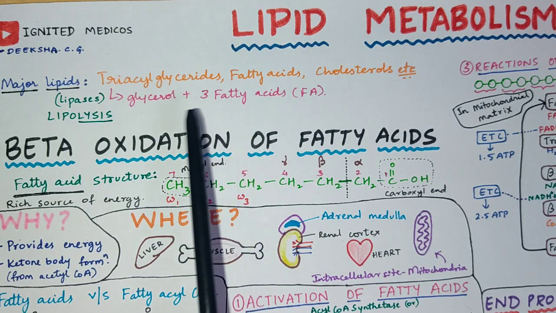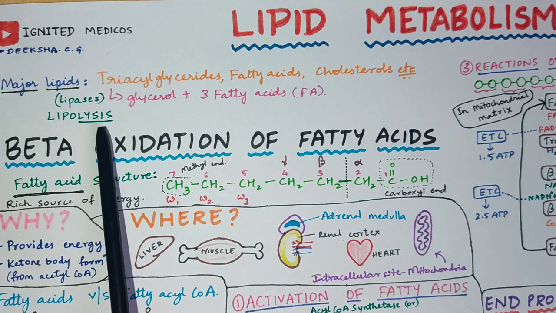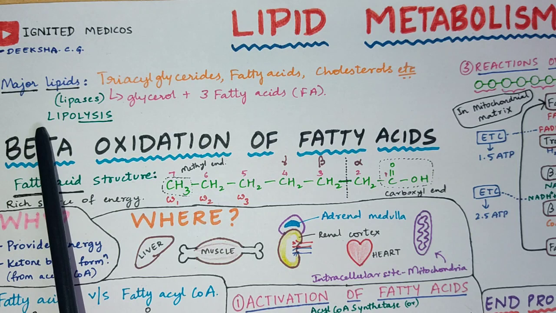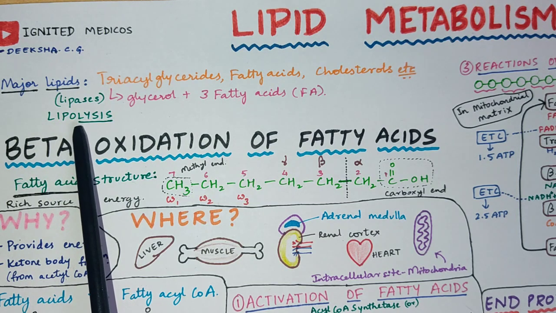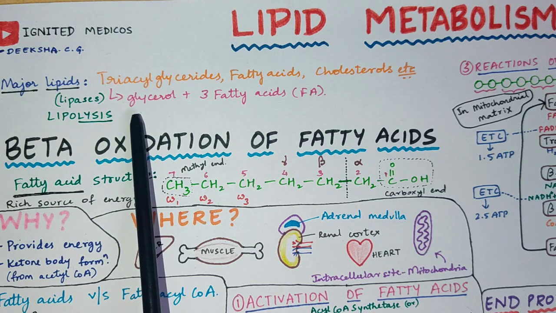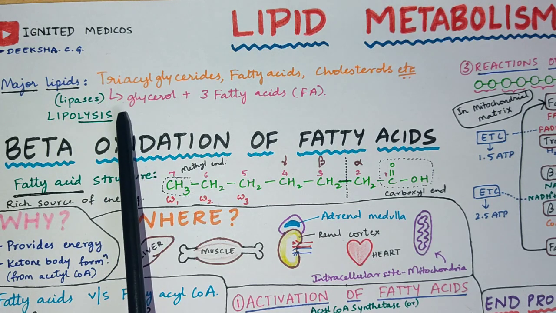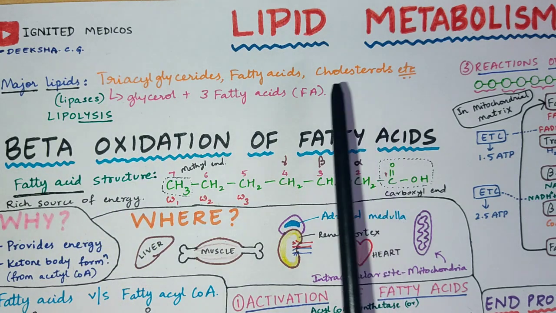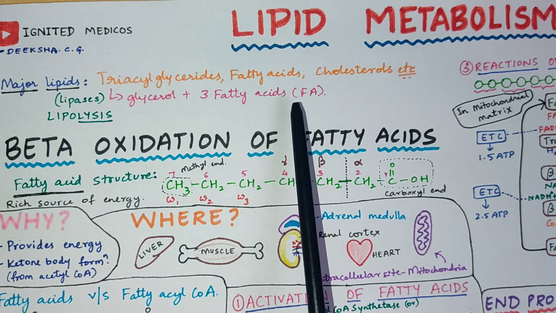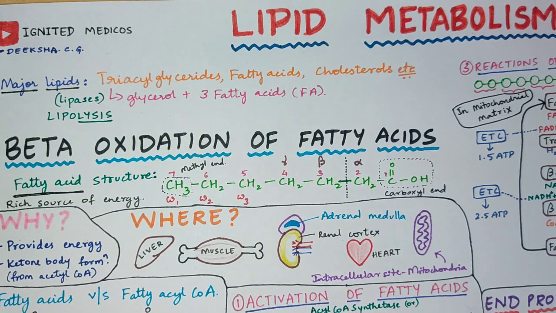And this process is known as lipolysis. Here, the word lipo refers to lipids, and the word lysis refers to breakdown. Hence, we are having lipid breakdown in this process. This is called lipolysis, and the enzyme used in this reaction is lipases. Now, let's see how this fatty acid undergoes metabolism in our body.